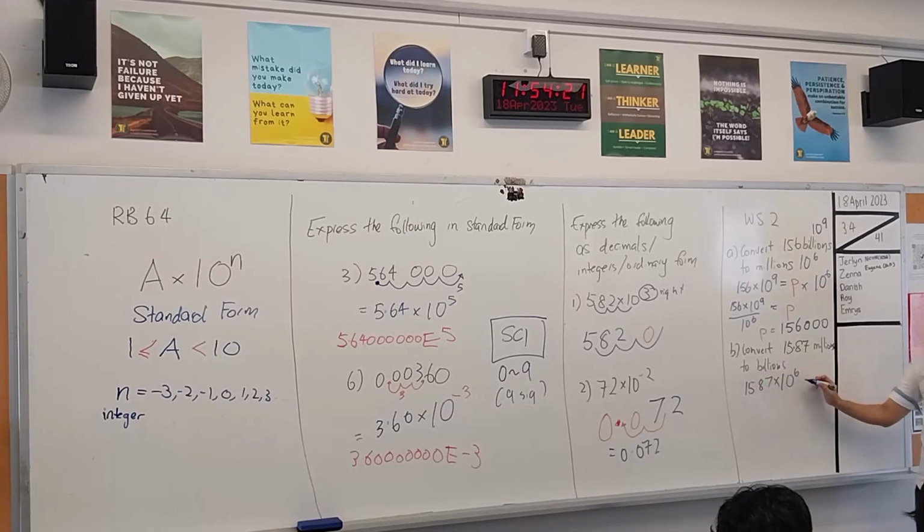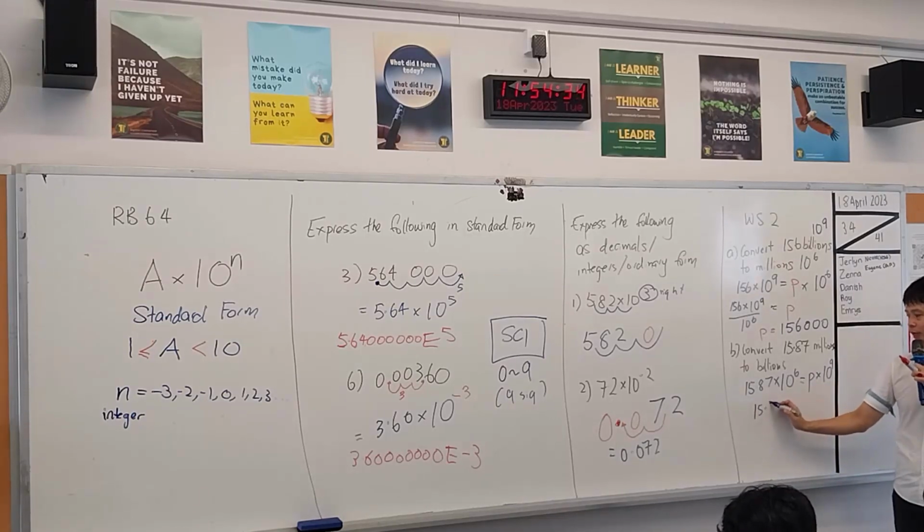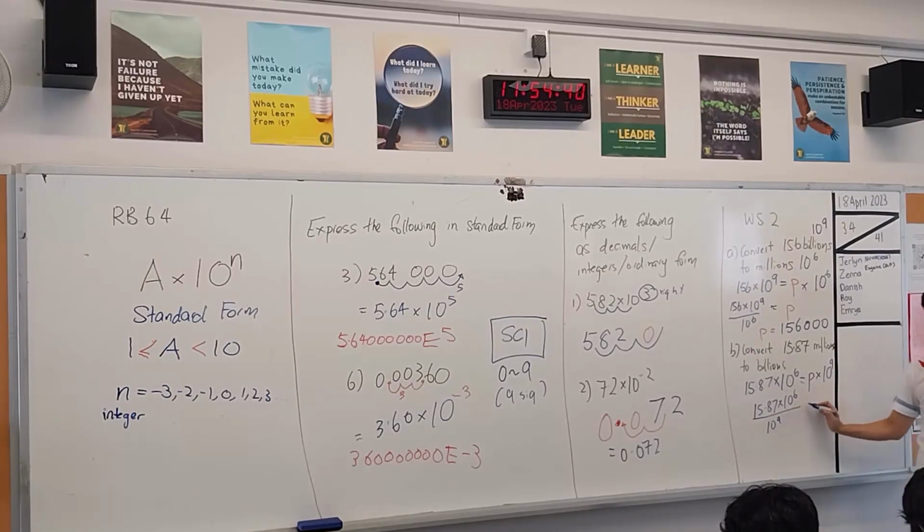Change to billions. So it should be equal to P times billion. How to find P? Just divide. It's always divide. It's always the left hand side divided by the right hand side. So what happened is we have 15.87 times 10 to the power of 6 over 10 power 9. Normal mode, please, normal mode. What is the value of P? 0.0157, 0.1587. Okay, let's check. 1, 2, 3. Correct, I moved 3 spaces. Alright, that's it for today.